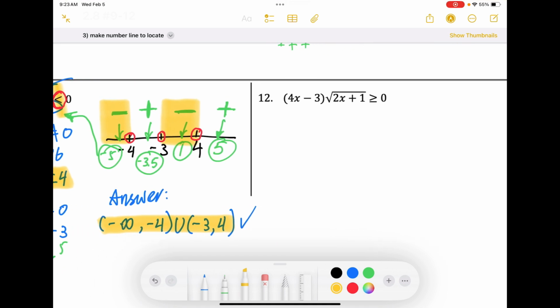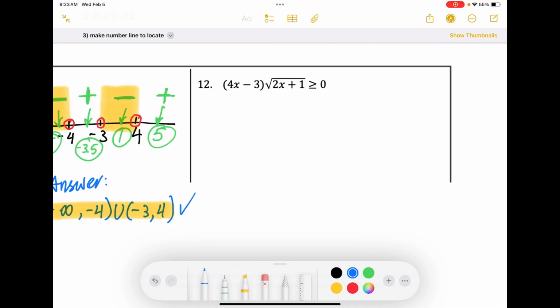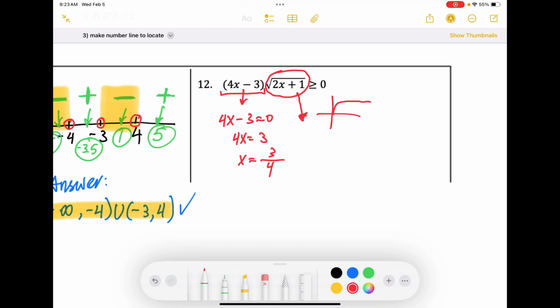Last one, number 12. Remember, we mentioned factoring, right? So smile, because we say solving for 0. I do know that 4x minus 3 equals 0. When I solve that, 4x equals 3, x equals 3/4. Now, what do you know about this one? This is called the square root number. You know the square root is always what? Positive, right?